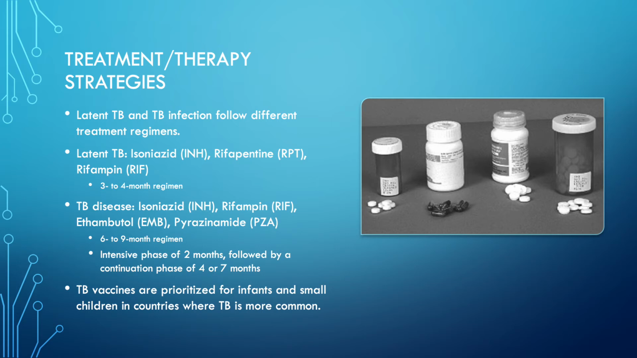For TB disease, there are 10 drugs currently approved by the FDA for treating TB, but the first-line anti-TB agents that form the core treatment regimens are isoniazid, rifampin, ethambutol, and pyrazinamide. These medications are generally given throughout a 6 to 9 month period, which involves an intensive phase of 2 months, followed by a continuation phase of either 4 to 7 months, depending on the recommendation of the patient's care provider.